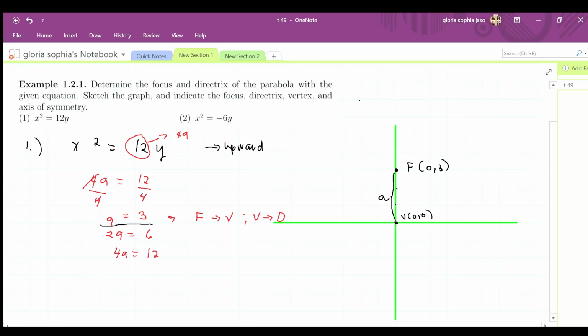So note that that is a units. And then from the vertex to our fixed line, or the directrix, we will also move 3 units. So 1, 2, 3. So we will draw our directrix. So the directrix is our fixed line. So the equation of the directrix is y equals negative 3. Okay?